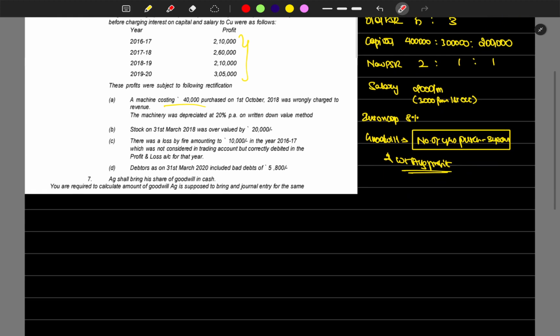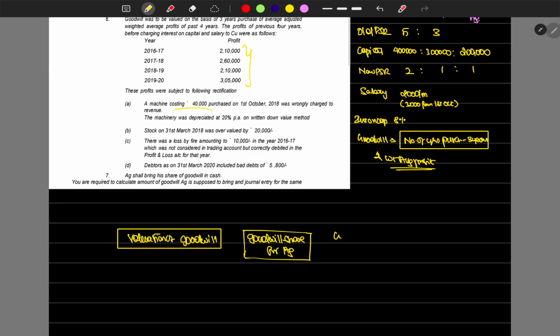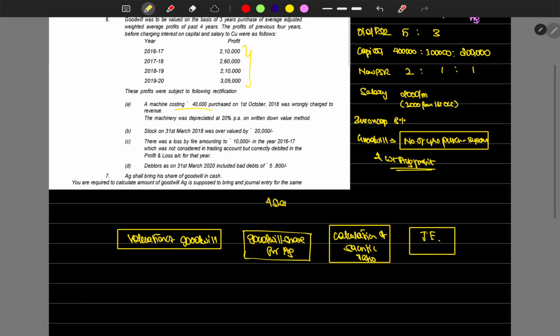Let's quickly work out the problem. How many steps are involved here? First, we need to find out the valuation of goodwill, then the goodwill share for AG, then the calculation of sacrificing ratio, and then journal entries. That's it, so only 4 steps.